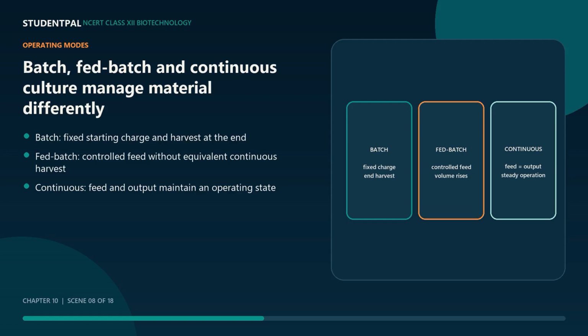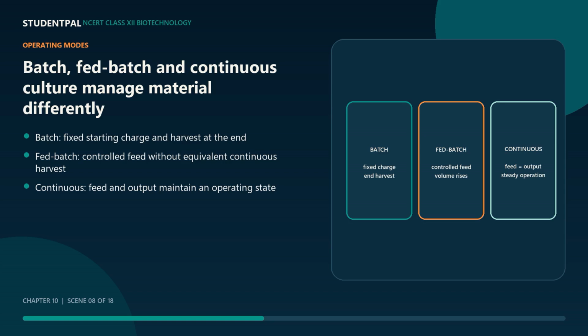In batch culture, the reactor receives its starting medium and inoculum, operates without continuous nutrient feed or product withdrawal, and is harvested at the end. Conditions change as nutrients are consumed and products accumulate. Fed batch culture adds selected nutrients during operation without removing an equivalent culture volume. It can prevent substrate inhibition, extend production, and control growth or product formation.